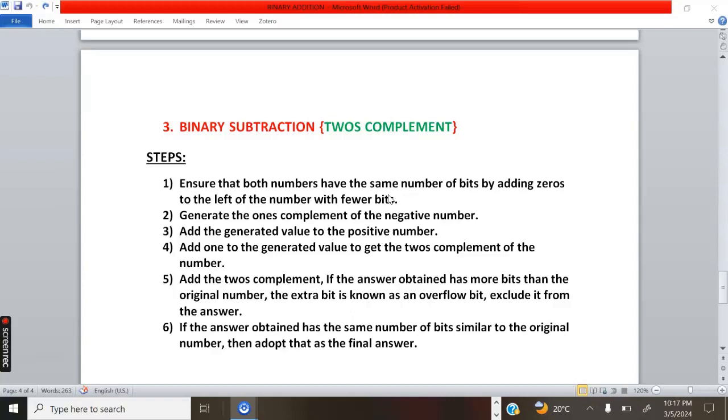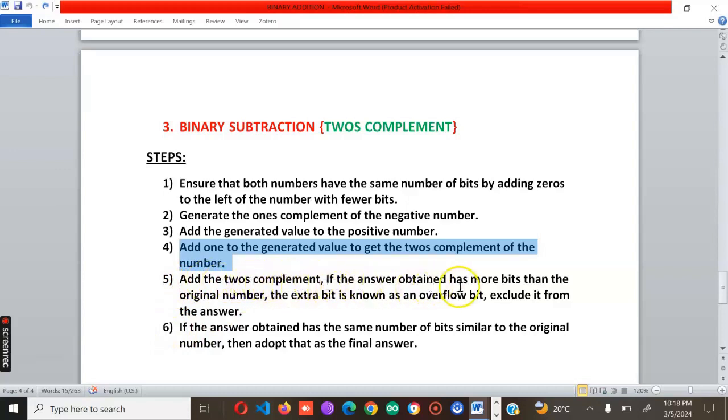Step two, you generate the one's complement for the negative number. Then you add the generated value to the positive number. Then step four, you add one to the generated value to get the two's complement. You add one to the generated value, because that's the most important part. Then you add the two's complement.